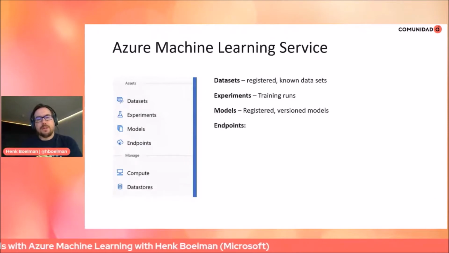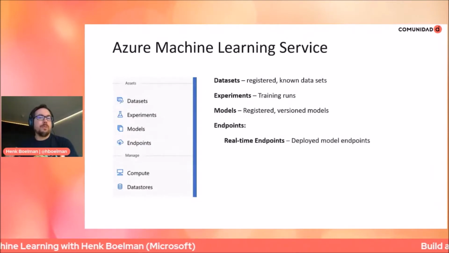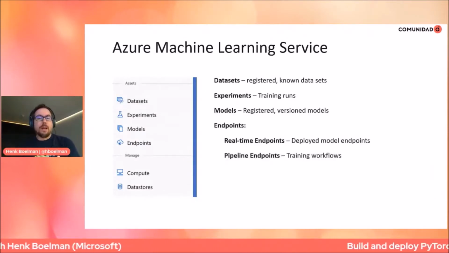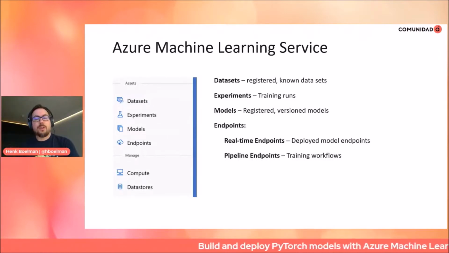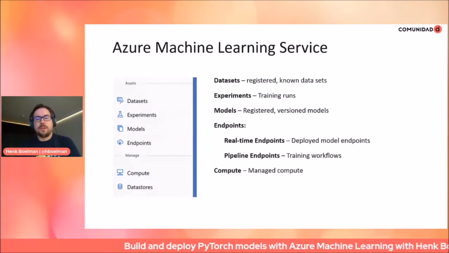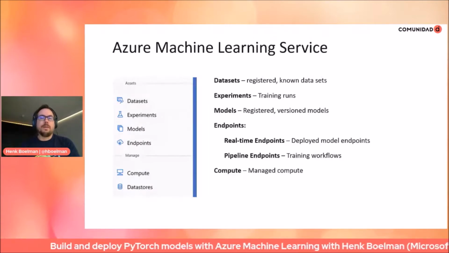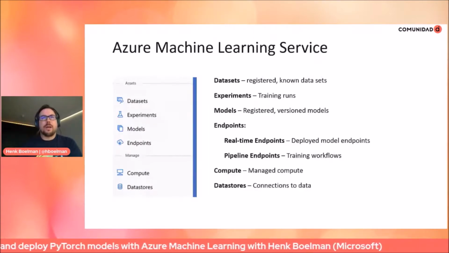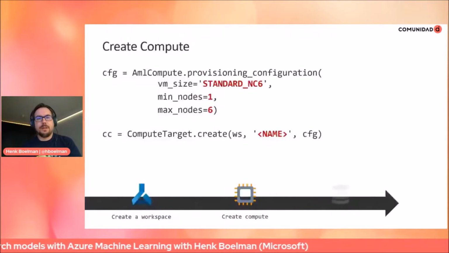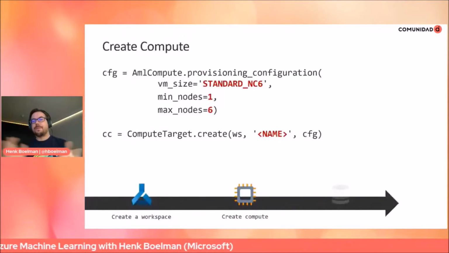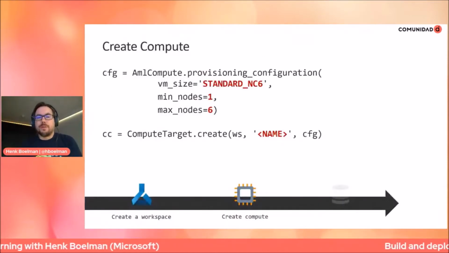Then there are endpoints. Here is where our deployed models live and our pipeline endpoints, where our training workflows live. There is compute. Here we manage our different types of compute. And under data stores, we actually manage the connections to where our data is. So now we know that we need compute. We need something to train our model on.